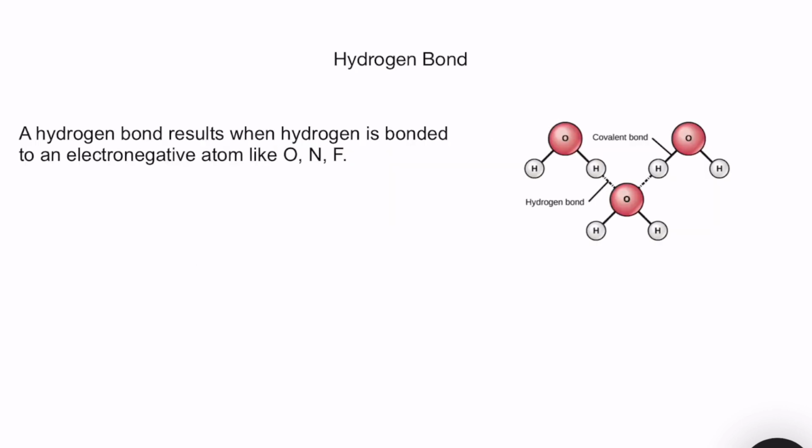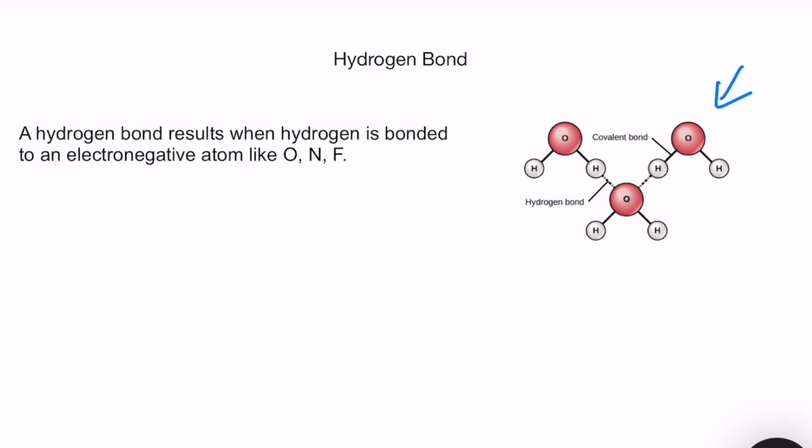Lastly, we're going to talk about hydrogen bonds. And the most popular of hydrogen bonds, they occur in water. They also occur in our DNA. The two strands of our DNA are held together by hydrogen bonding. A hydrogen bond results when hydrogen is bonded to an electronegative atom like oxygen, nitrogen, or fluorine.